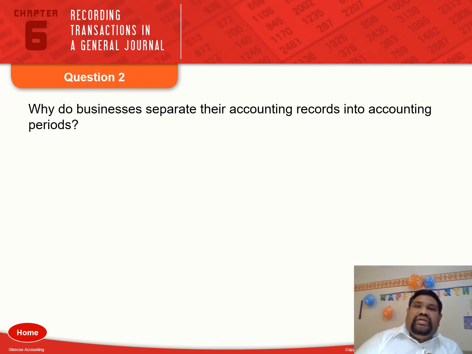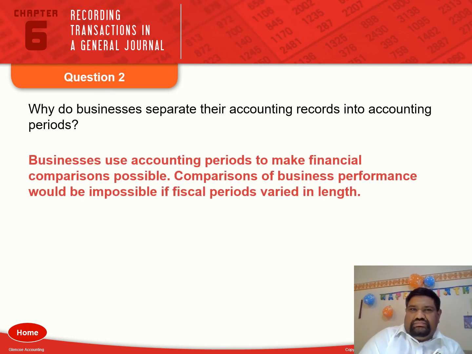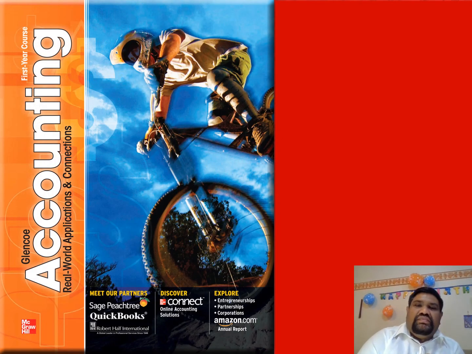Why do businesses separate their accounting records into accounting periods? Businesses use accounting periods to make financial comparisons possible. Comparisons of business performance would be impossible if fiscal periods varied in length, like 15 months or 18 months, which is very difficult. In other words, almost all countries say it is mandatory for businesses to have the same fiscal year.